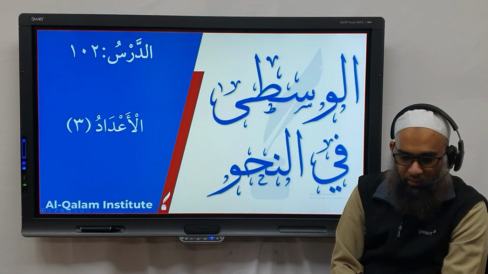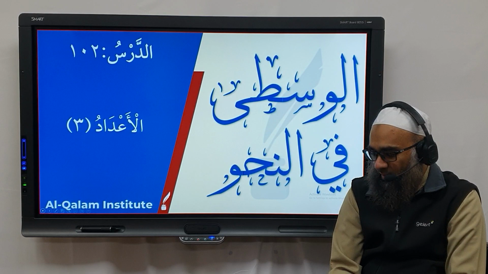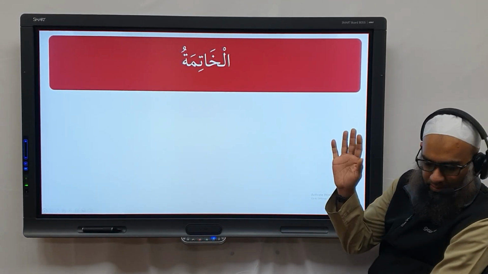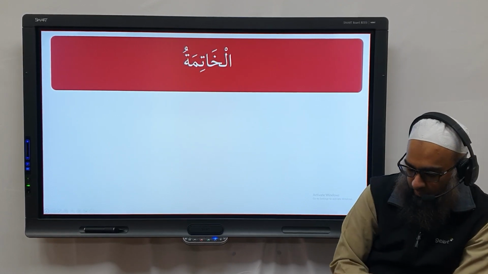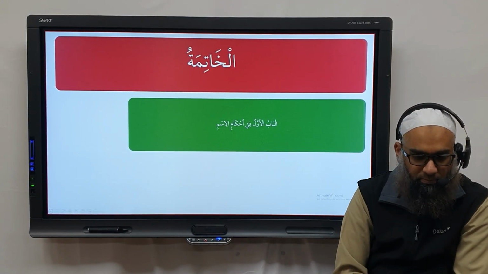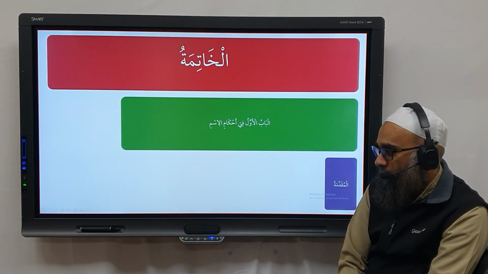So inshallah, we're going to finish off the numbers hopefully in this lesson inshallah. Okay, so we have the third lesson regarding adad and numbers. So again, we're in the khatima of the entire book. And in this khatima, we're discussing ism and those rules of ism which are not linked to i'rab or ma'mul or amal.